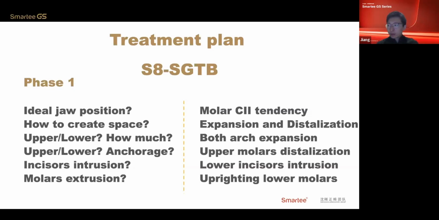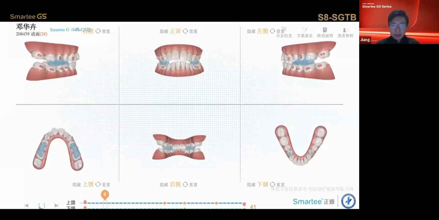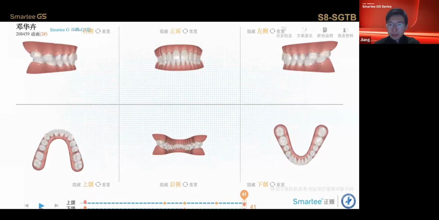How to create space? Of course, expansion and distalization, and we should do both arch expansion in order to create space. And we should do upper molar distalization in order to create space for upper incisor retraction. And also we should do lower incisor intrusion and uprighting the lower molars in order to level the curve of Spee. And we can see this is the treatment plan. We are doing upper expansion, upper molar distalization, lower incisor intrusion, and at the same time repositioning the mandible.